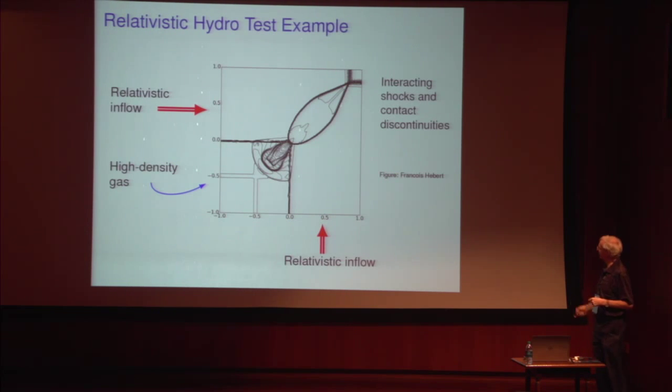So here's a little test example by a graduate student at Cornell. Basically, it's a relativistic inflow. You don't have to worry about the details. It's a standard test problem for shock waves, and you can compare this with other solutions in the literature, but you can see it can handle the strong shocks, interacting shocks and contact discontinuities.